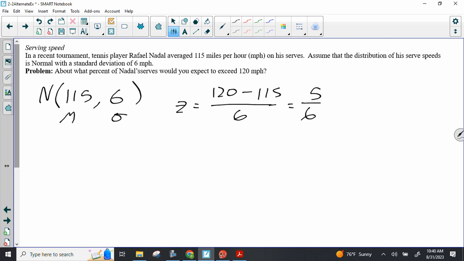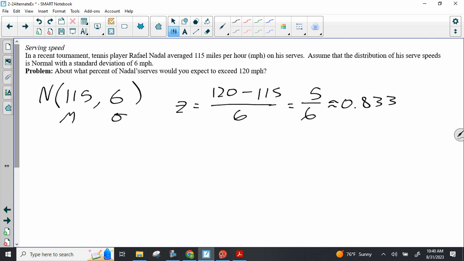Approximately 0.833. All right, now at this point in time, I'm just going to go to my calculator. I'm not going to mess with the table. I'm trying to do this the most efficient way possible. If the table is more efficient for you, then do that. It's fine. For me, the calculator is more efficient.